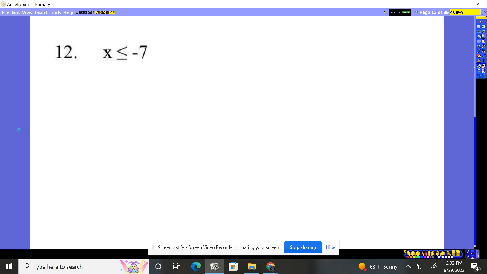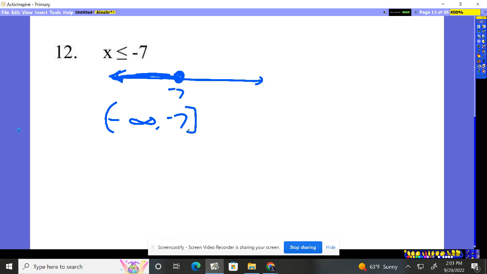Number 12. If we think of the graph, it's all X is smaller than or equal, so it includes it, but they're all smaller. They're going that way to -infinity. So this guy's going from -infinity up to -7. -infinity is an idea, so it always gets a parenthesis. 7 is included, so it gets a bracket.